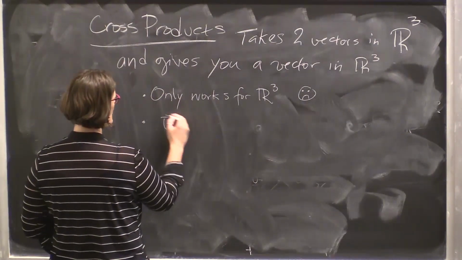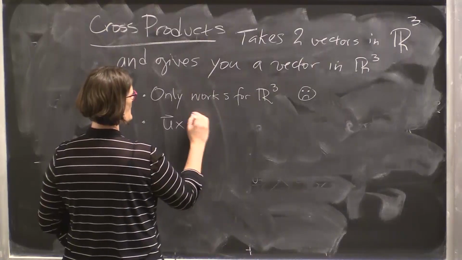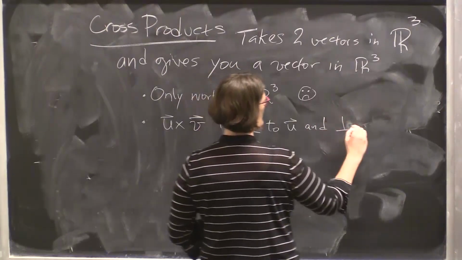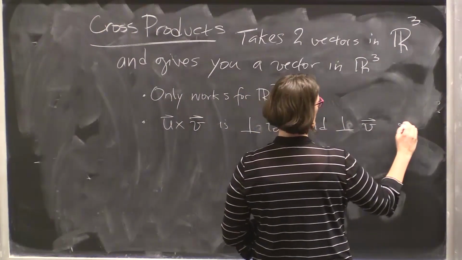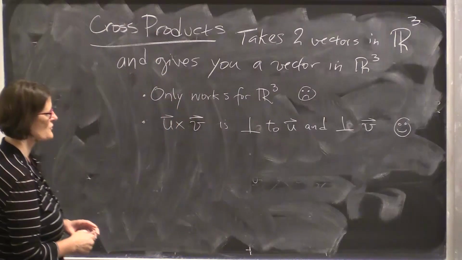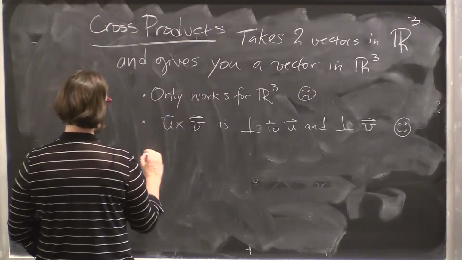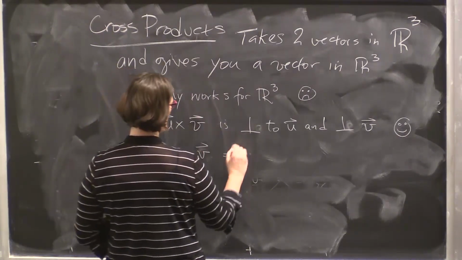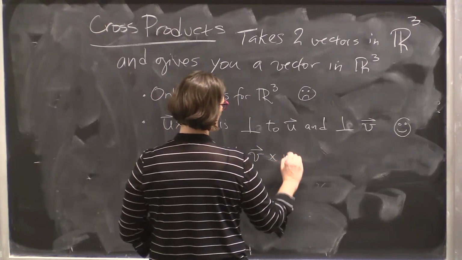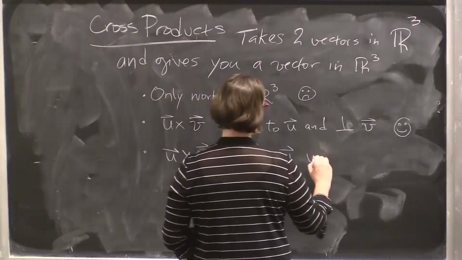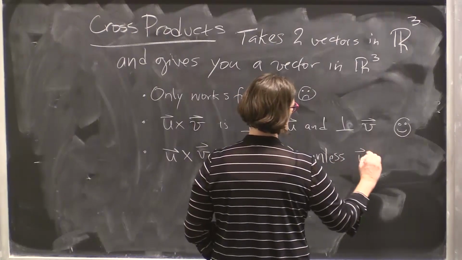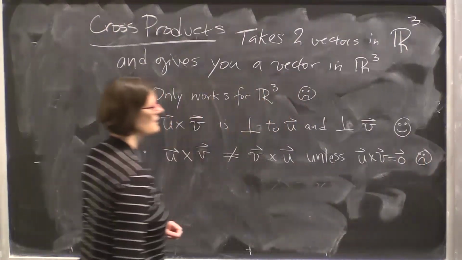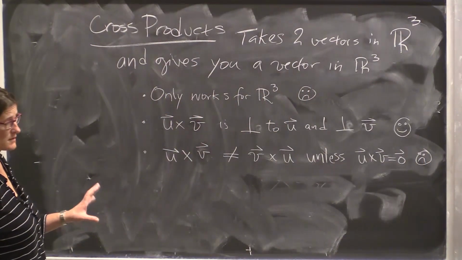We have that the cross product of 2 vectors is orthogonal to u and orthogonal to v, which is cool, useful. We have that the cross product of u with v does not equal the cross product of v with u, unless u cross v is the 0 vector. So cross product actually cares about the order.